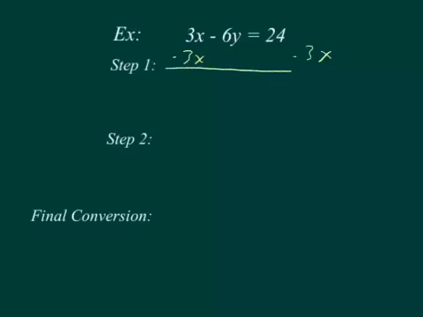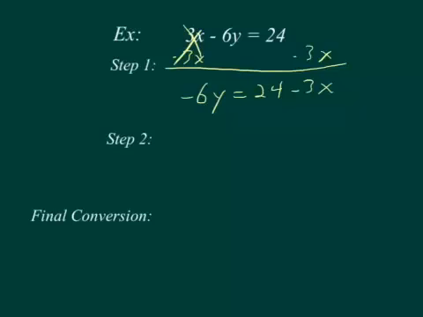You may ask why I offset the 3x from the 24, because those are not like terms and we can only add and subtract like terms. 3x minus 3x will cancel out. I'm left with negative 6y equals 24 minus 3x.